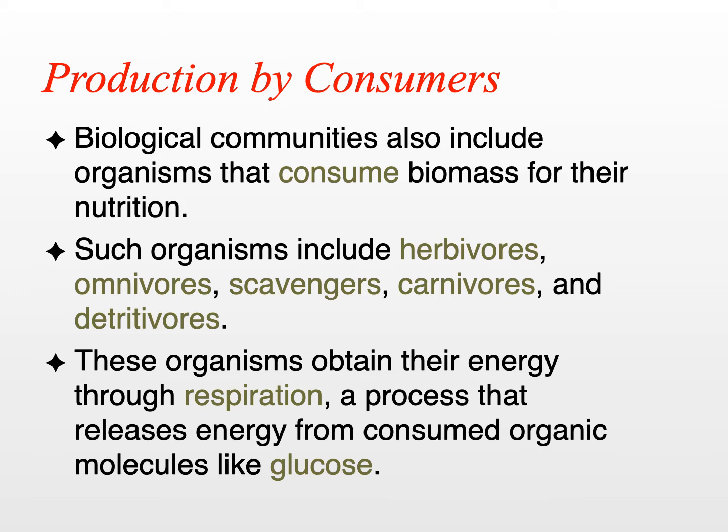Okay, so we've talked about primary production and how plants produce most of the biomass found in an ecosystem. This biomass is consumed by a number of other organisms. These organisms include herbivores, omnivores, scavengers, carnivores, and detrivores. So these are all organisms that obtain their energy through respiration. They have to process already constructed organic matter, and they consume this organic matter, like glucose, to release energy for their metabolism.